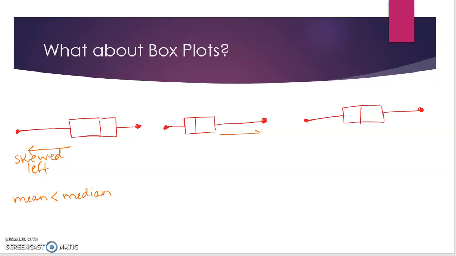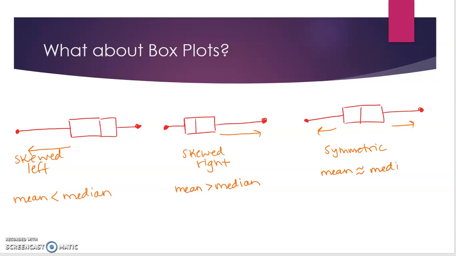Here you can see my longer tail now on the right, so this is skewed to the right. And therefore my mean is going to be bigger than my median. And then finally, notice how this one looks pretty evenly distributed from both sides. This would be symmetric. And in this case, my mean is approximately or pretty close to my median.